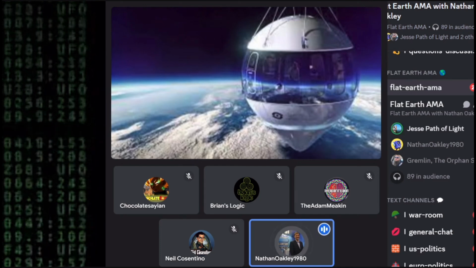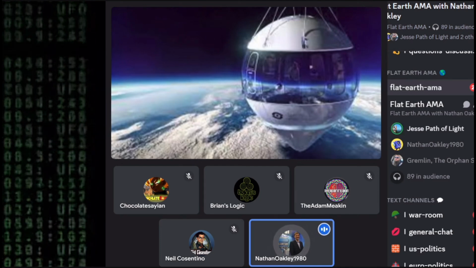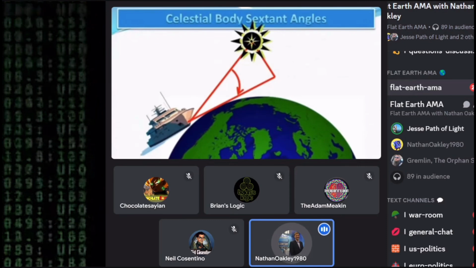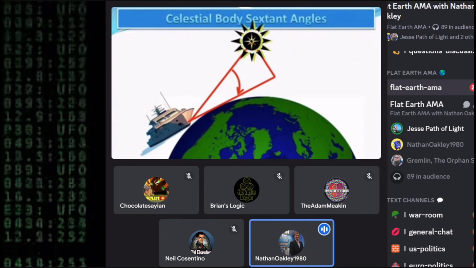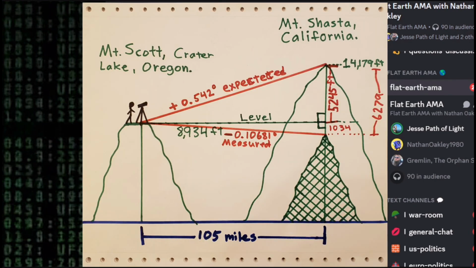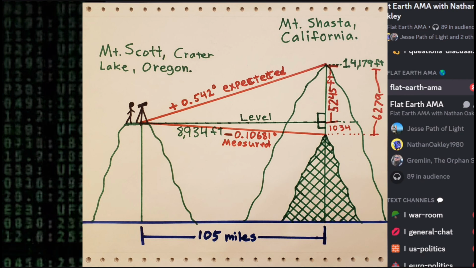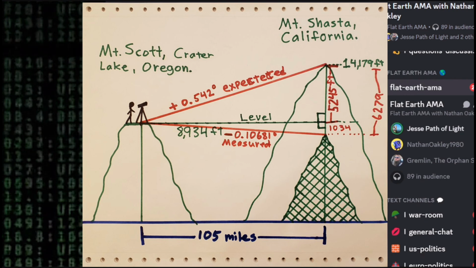Hey, so it seems that surveyors for hundreds of years, as well as some amateur globers and flat earthers, have found that when measuring angles from one mountaintop to another mountaintop, there's a drop over distance that amounts to around 7 inches per mile squared. How does flat Earth deal with that?